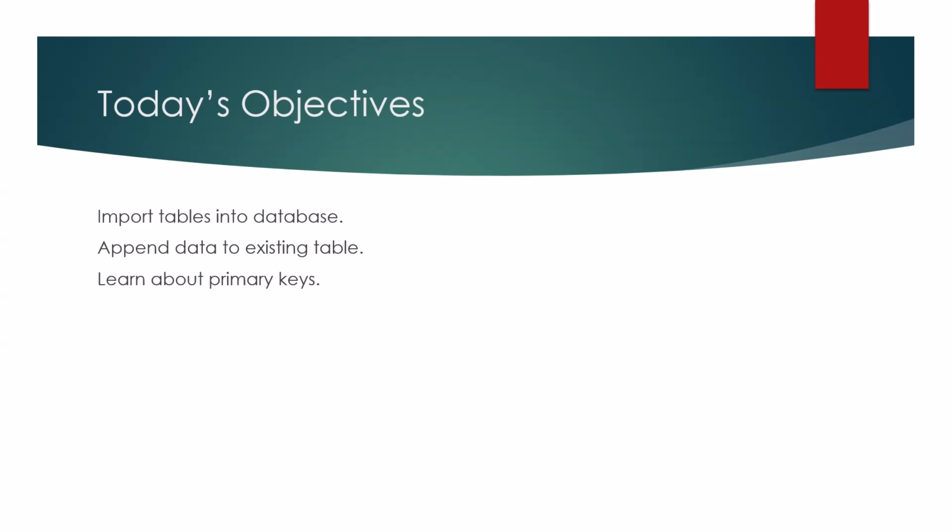When you import data, you can import data to a new table, which you specify, or you can append data to an existing table. When you do either of those, you have to learn about something called primary keys, which is the way by which a table is organized so that the database can keep track of all the data and make certain there's no duplication.